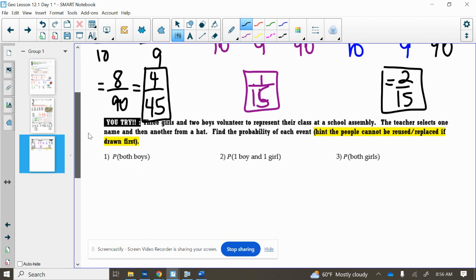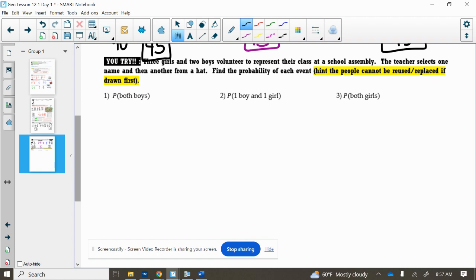All right, the last example is for you to try. We have 3 boys and 2 girls who are volunteering to represent their class at a school assembly. The teacher selects one name and then another from a hat. Find the probability of each event happening if we're not going to put the name back in the hat out of our total 5 that we originally had. So probability that they are both boys, that there is one boy and one girl, and then that they are both girls.